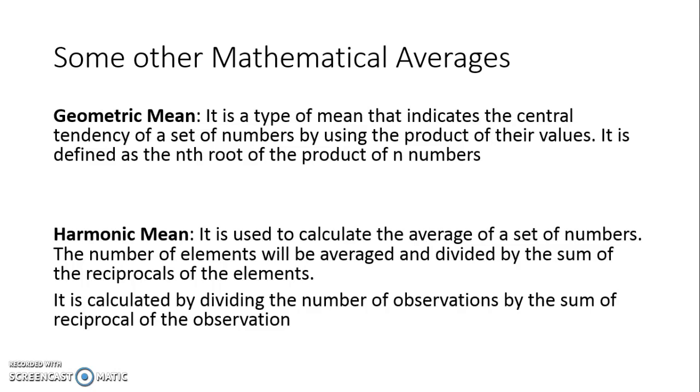Geometric mean, harmonic mean. Geometric mean. It is a type of mean that indicates the central tendency of a set of numbers by using the product of their values. It is defined as the nth root of the product of n numbers. Harmonic mean. It is used to calculate the average of a set of numbers. It is calculated by dividing the number of observations by the sum of the reciprocal of the observations.